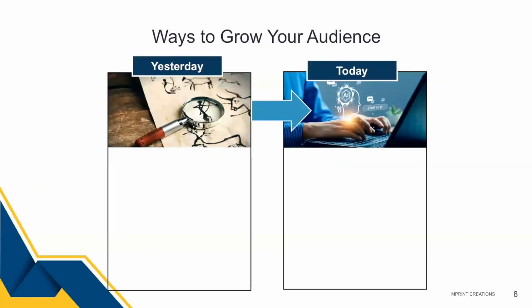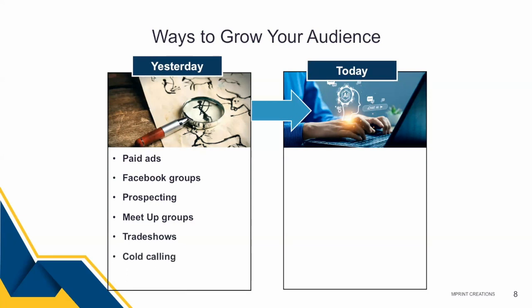So let's talk about different ways. We have yesterday and today. When I mention yesterday, I'm kind of thinking, let's say circa 2015, versus 2024. So I kind of have the caveman there, but I was exaggerating. In today's world, we have AI. So let's look at the different things that were available. Even some of these still are effective today, but these are some popular ways that back in the early 2000s people were using in order to market their business. Paid Facebook ads. They would go to Facebook groups where you can reach out to people in those groups. You could do prospecting. You can go to meetup groups, trade shows, and cold calling.